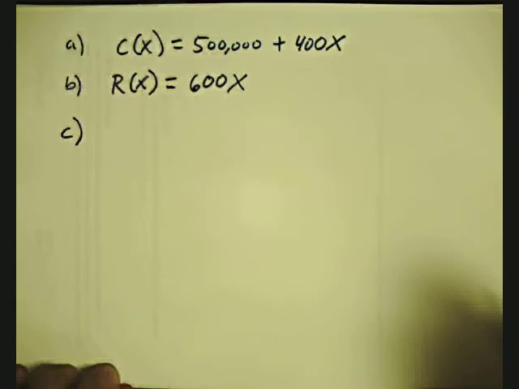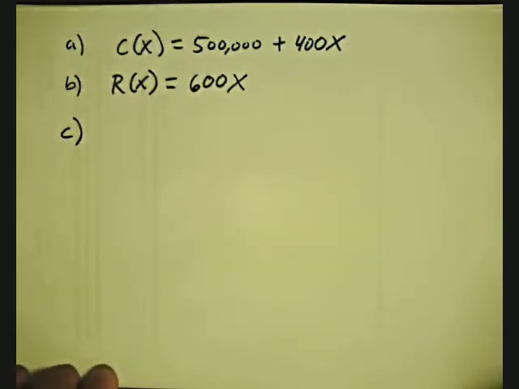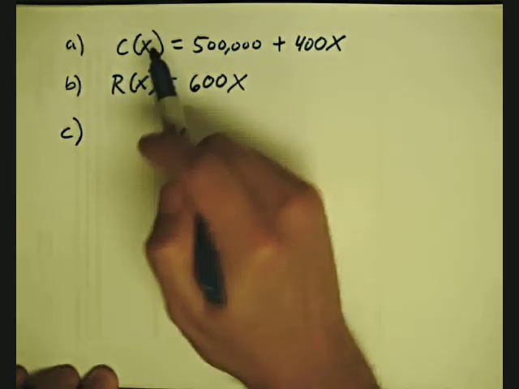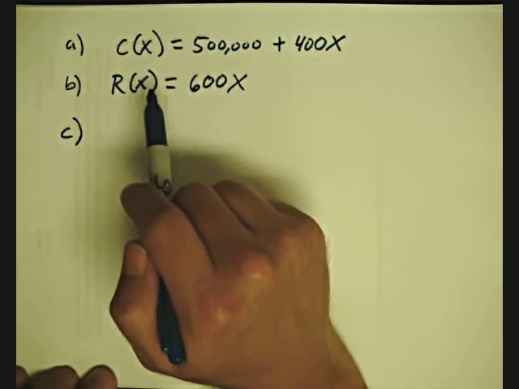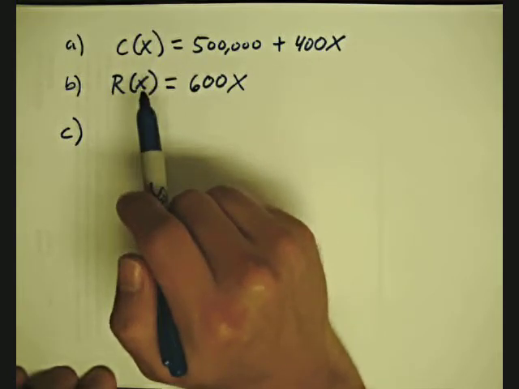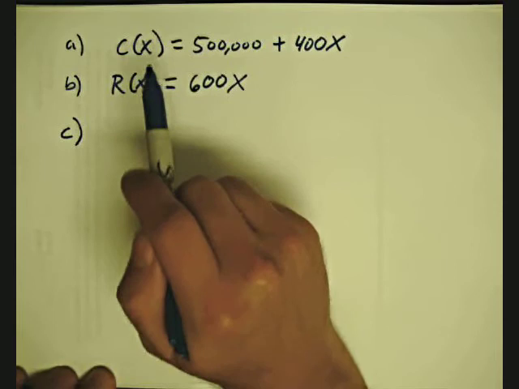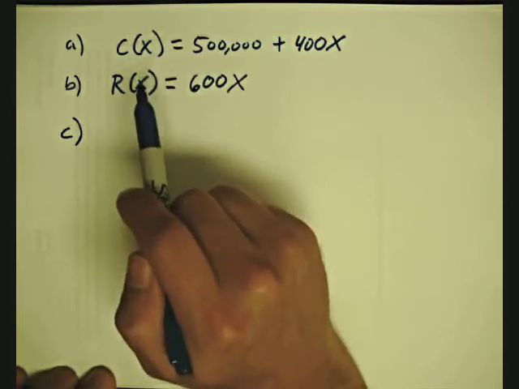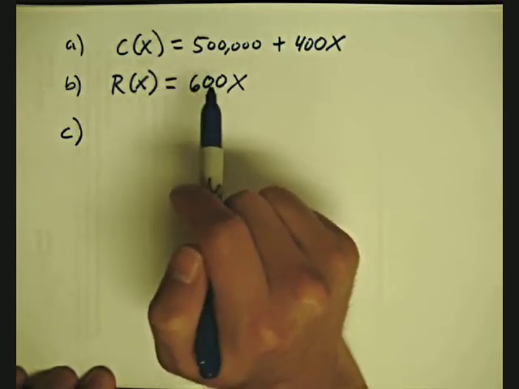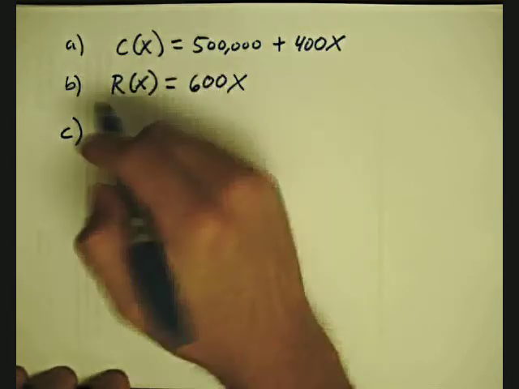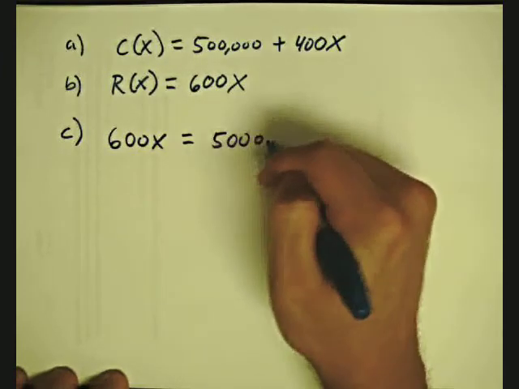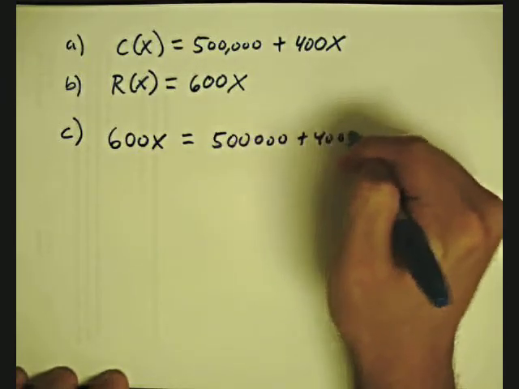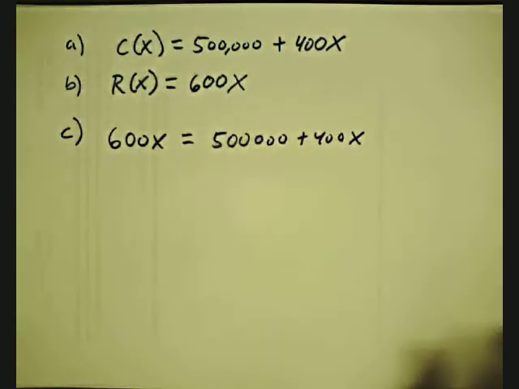C says find the break-even point for producing and selling X wheelchairs. Well, since cost and revenue are both money amounts, this is basically a substitution problem with a system of two equations, cost and revenue being your system of two equations. So since C and R both represent money, it's like taking 600X and substituting it for C, and then solving 600X equals 500,000 plus 400X. So solving that system for X will tell us the break-even point.